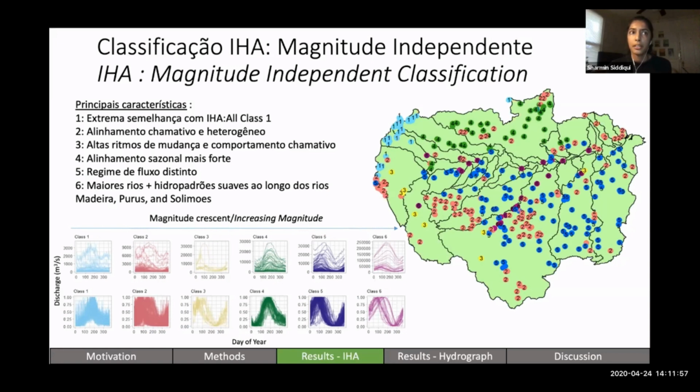Then class 3 specifically has higher rise rates and relatively flashy behavior, while class 4 has a highly coherent temporal pattern, and a lot of the rivers in this group align with each other. Then class 6 still retains the largest main stem rivers and adds stations along the main stems of major tributaries such as the Madeira, Tapajós, and Solimões, whose lower flow magnitudes cause them to be separated in the IHA all analysis, yet their smooth behavior causes them to be retained in this classification.